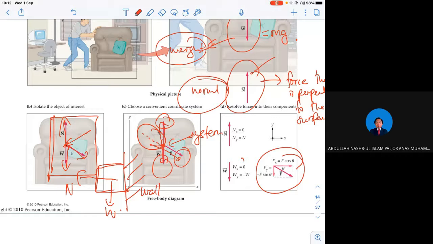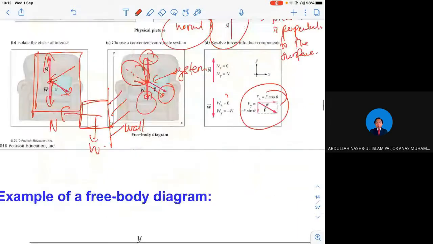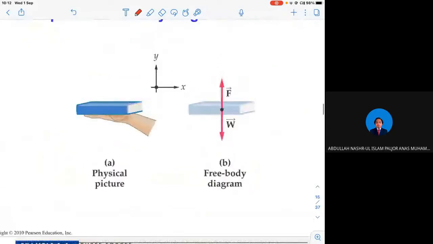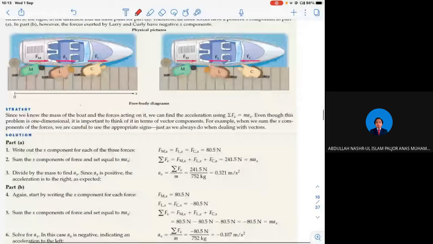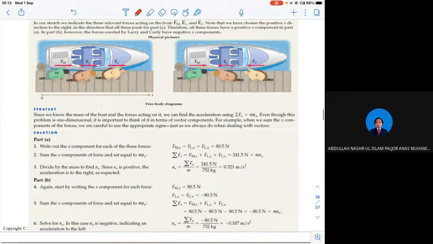I hope that everyone has already gone over how to resolve a component, and what can be done with a component, either positive or negative. I think that all should be settled by now, right? Okay. So this is the physical free body diagram of a book. We saw this example.